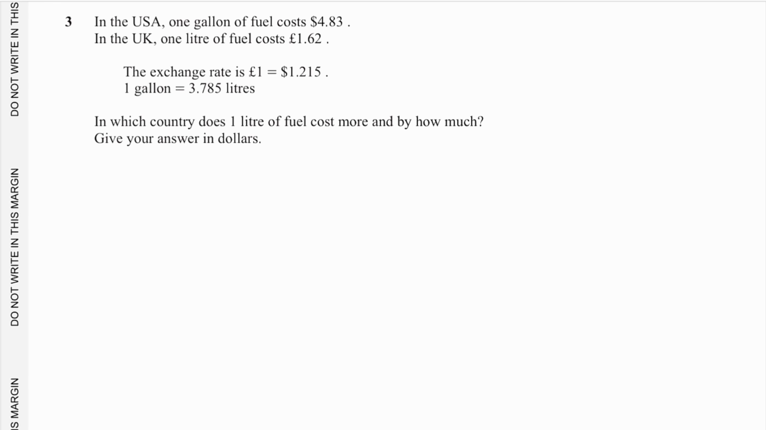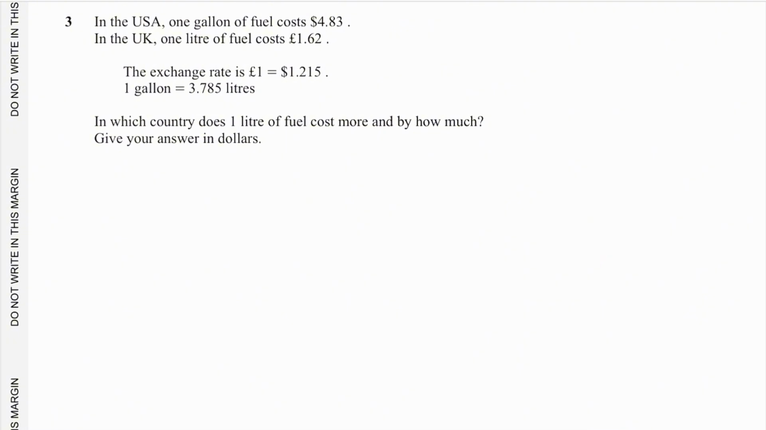Question 3. In the USA, 1 gallon of fuel costs $4.83. In the UK, 1 liter of fuel costs 1.62 pounds. The exchange rate is 1 pound is equivalent to $1.215, and 1 gallon is equivalent to 3.785 liters. So, in which country does 1 liter of fuel cost more and by how much? Give your answer in dollars.